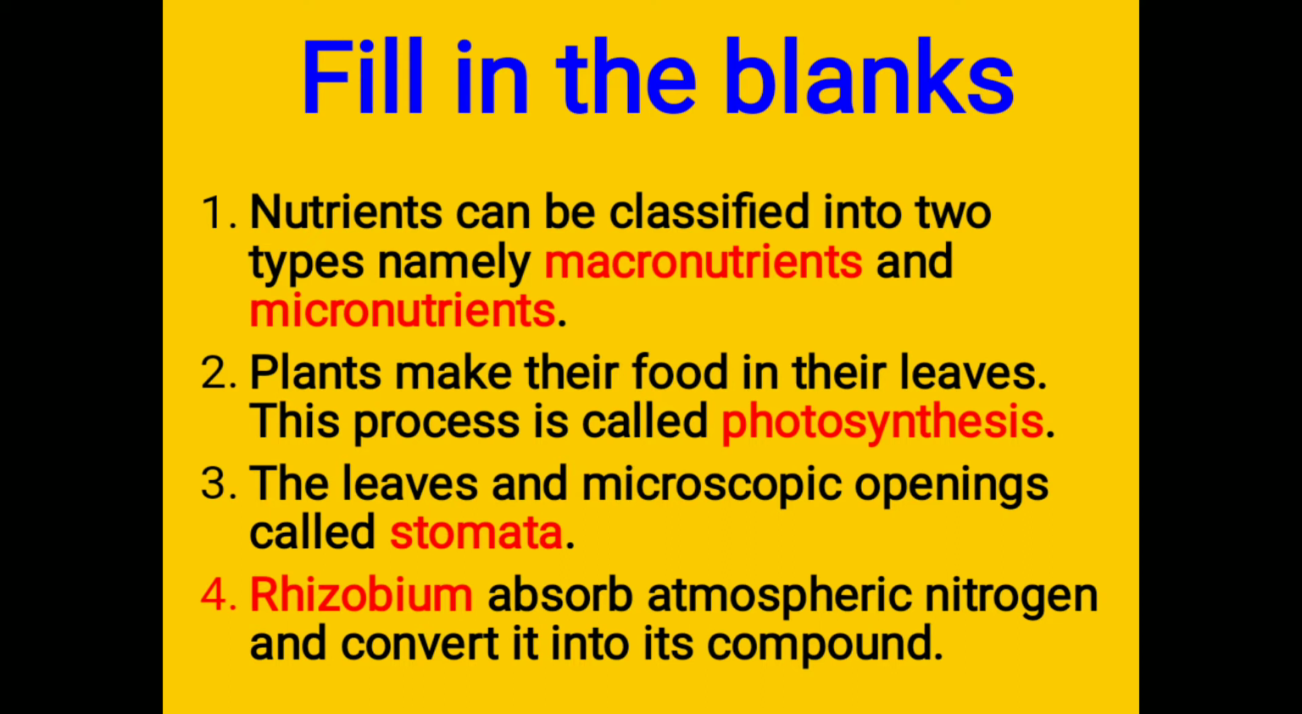Number 2, plants make their food in their leaves. This process is called photosynthesis. Number 3, the leaves have microscopic openings called stomata. Number 4, Rhizobium absorb atmospheric nitrogen and convert it into its compound.